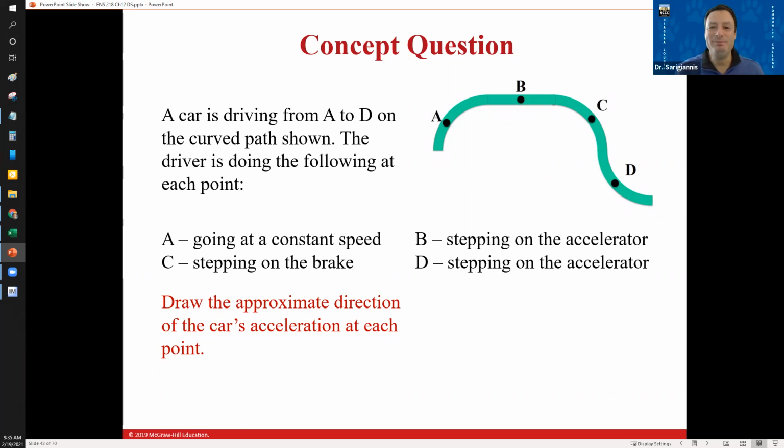Remember normal acceleration and tangential acceleration. Make sure you draw the resultant of the acceleration. We're looking for the resultant, not the components. You can sketch out the components to help yourself visualize where the resultant is going to be. So let's take a minute to do this. What time is it? 9:35.